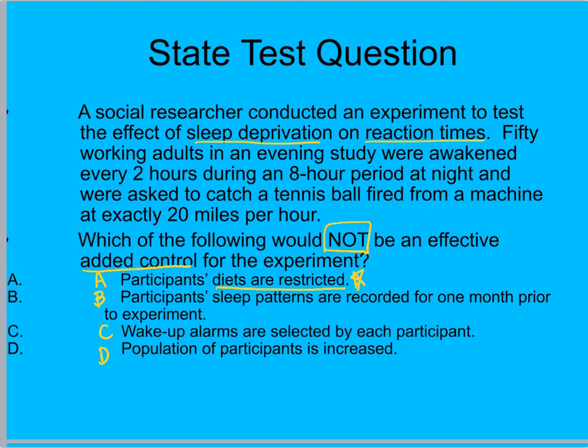Okay, so let's go back and look at our other choices. Even though it looks like A is a good answer, it might not be the best answer. Let's double check. B, participants' sleep patterns are recorded for 1 month prior to the experiment. So this means you're just going to write down your sleep patterns for a month. That way you can kind of see what's normal. So remember, the control is what's normal. So it would be good to write down your sleep patterns. If you have a newborn baby, it might be normal for you to wake up every 2 hours. That's important. That person might need to be excluded from the study. So this would be a good thing to do.